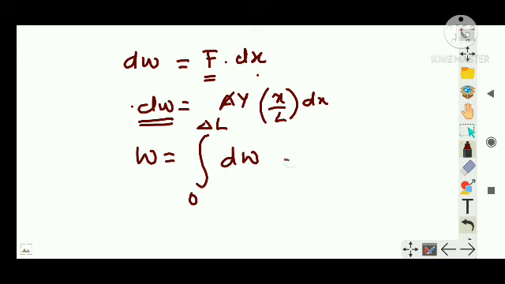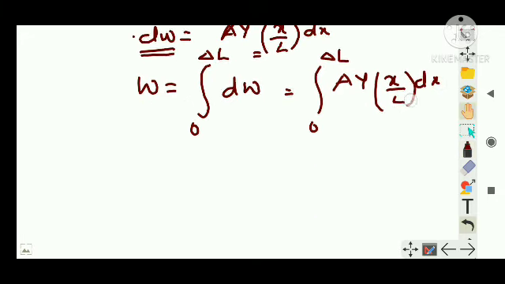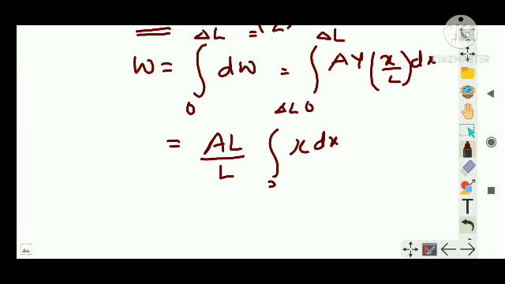Okay, so in place of dW I can write the integral from 0 to delta L. Here I am going to replace it with this equation, AY, where Y is Young's modulus, times x by L dx. Now from here you can bring some constant terms outside. It is AY by L, integral from 0 to delta L of x dx.